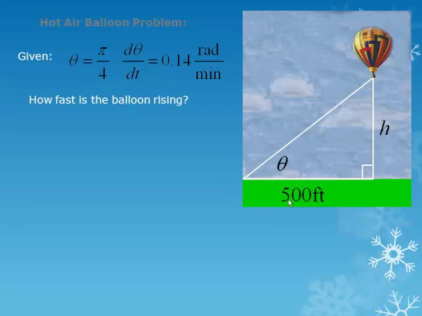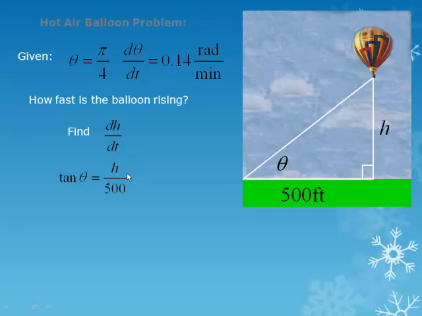The question is asking, how fast is the balloon rising? So what is it that we are trying to find? We know it's a rate, and the rising is referred to by h, so we are trying to find dh/dt. Do we have a relationship between h and theta? Well, I do know that the tangent of theta is opposite over adjacent, so that would be h over 500. So now I have a relationship between theta and h.